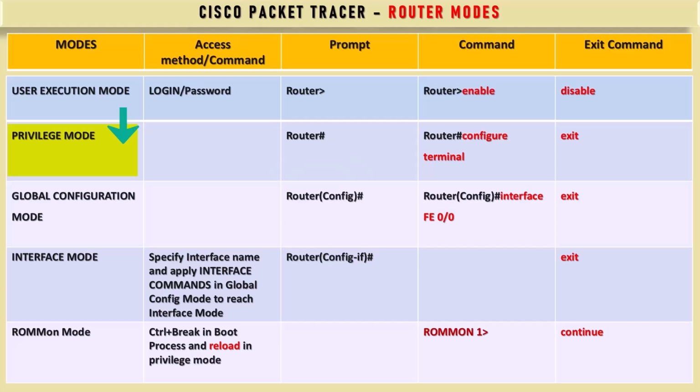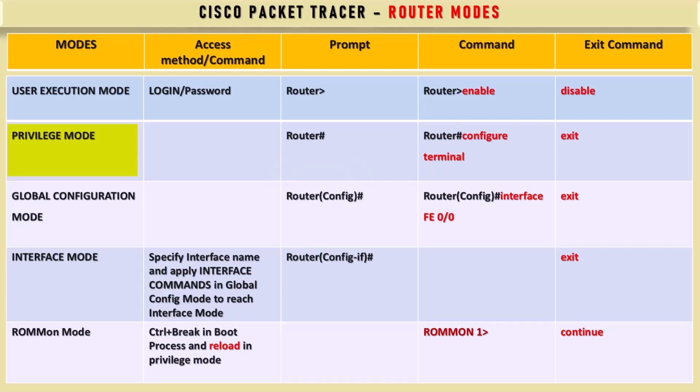When you are in user mode or execution mode, you have only limited commands for monitoring purposes only. But when you move from user execution mode to privilege mode, you can actually view and change the configuration of the router. In this mode you can run commands like show running configuration, and all the show commands like show clock, show host, show history, show IP interface brief, and you can use this privilege mode for troubleshooting purposes.